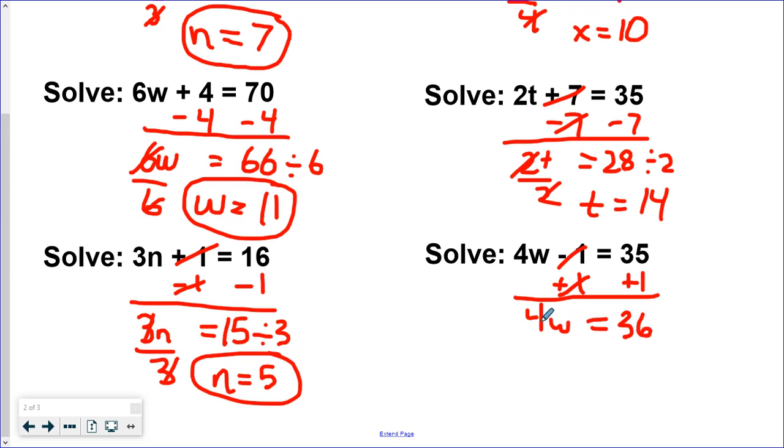And now what I'm doing, I'm multiplying the side by 4. I want to do the opposite, so I'm going to divide this side by 4, divide this side by 4. So 4 divided by 4 is 1. So I'm left with w on this side. w equals 36 divided by 4, which is 9. And 9 would be the answer here.